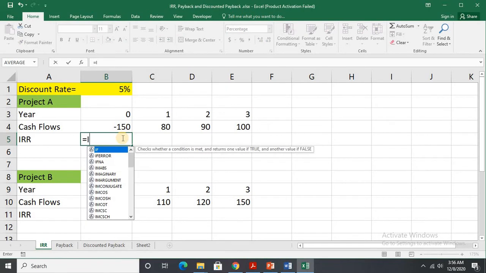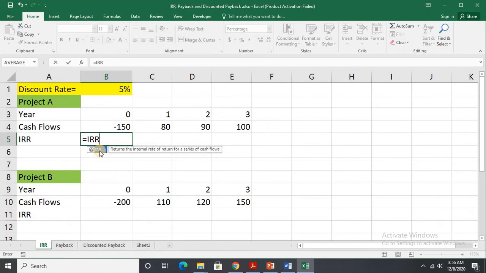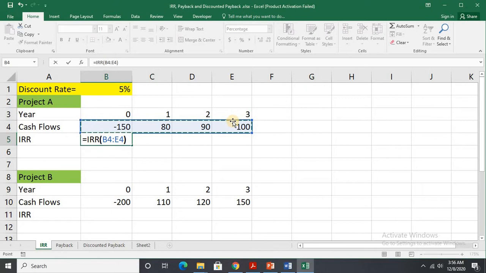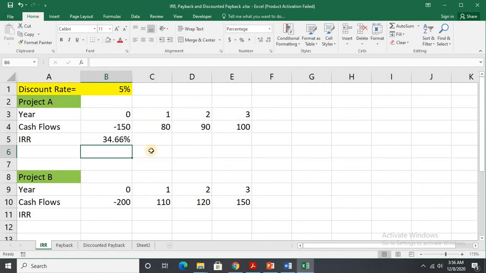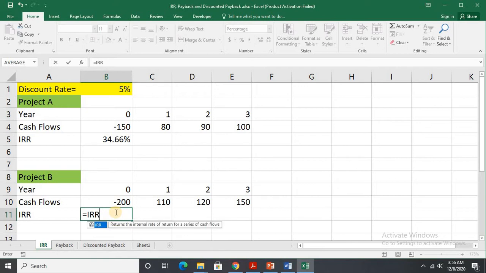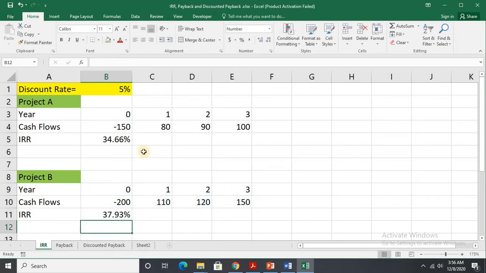Equal sign, write down IRR. So you find the function, click on this function, then select your cash flows including initial investment, then close the bracket, press enter. Now let's do it for project B. Once again, equal sign, write down IRR, select your function, then select your cash flows including initial investment, close the bracket, press enter. So that's the IRR of project A and project B.